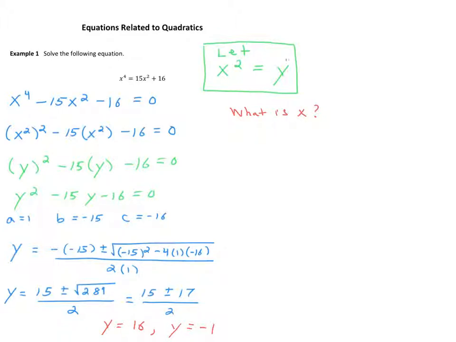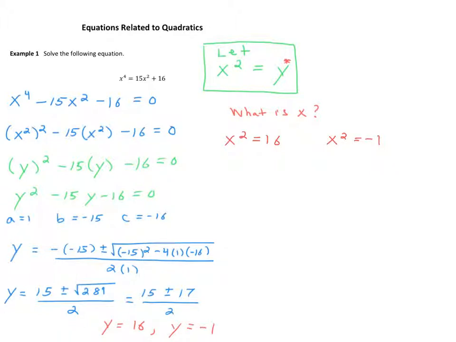So I have to go back to this equation here. To solve for x, I'm going to take that equation and put 16 in place of y. So x squared is equal to 16. But I have to do the same thing for negative 1. x squared is equal to negative 1. I have to solve these two equations if I want to figure out x.